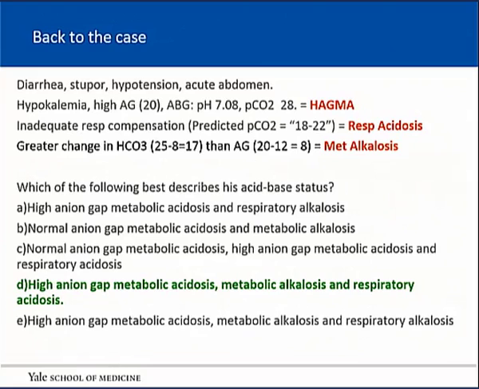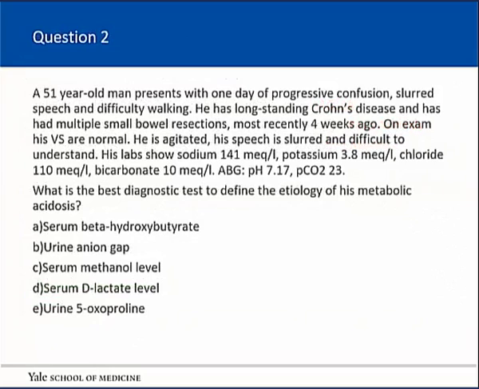So the patient had underlying diarrhea causing a non-gap acidosis, developed a lactic acidosis on top of it, so that's a high gap acidosis, and because of the sedation and hypoventilation, had inappropriate, insufficient respiratory compensation. So the answer to that is C. Very good. Second question.